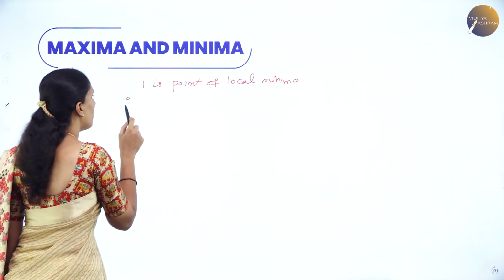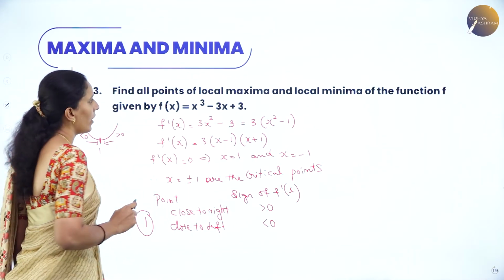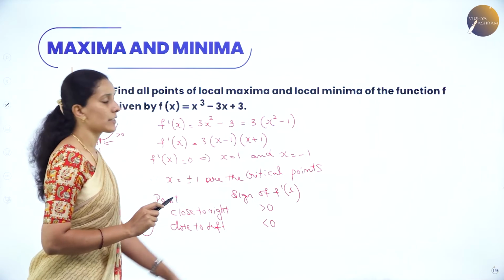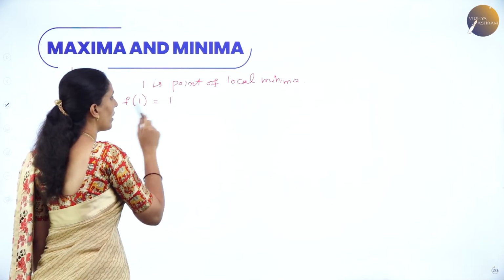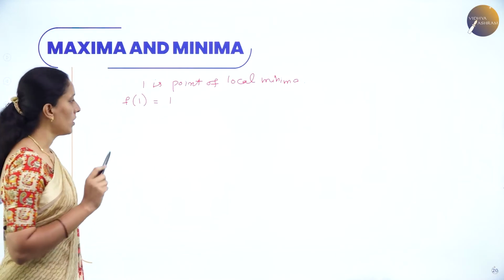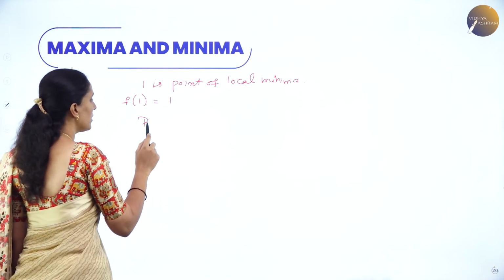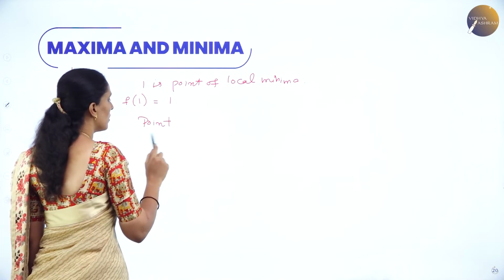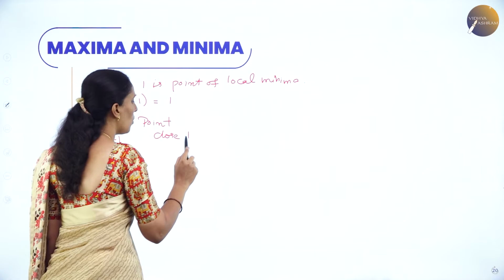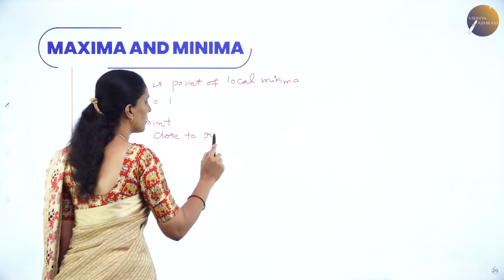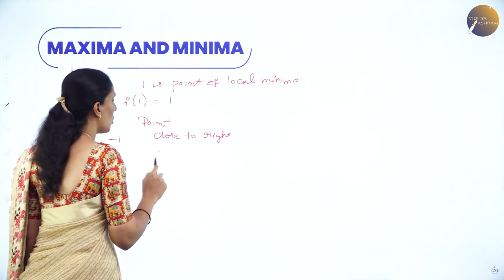And what will be f of 1? So f of x is x cube minus 3x plus 3. f of 1 will be 1 minus 3 plus 3, which is 1, the minimum value. Now let's study the point close to minus 1. So what happens when it is close to right and close to left?